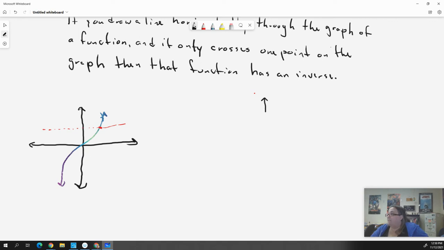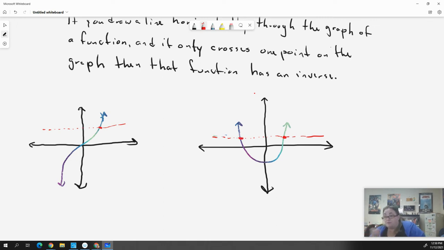If I have, say, the graph of this quadratic, right? Here's a parabola, and I draw a line through it horizontally, right? Why don't you want to change colors for me? Right, I draw a line through this horizontally. This one crosses at 2 points. This function would not have an inverse. This function has an inverse.